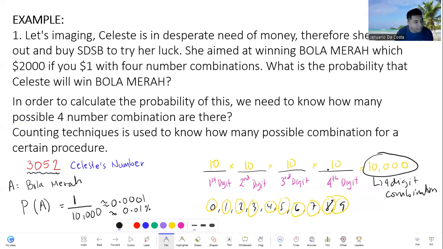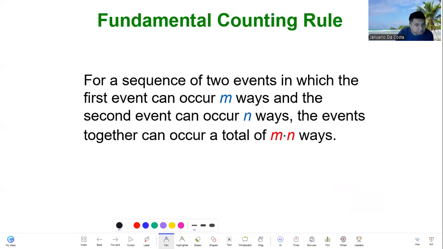Okay, so that's one counting technique. Ildefonsus, read this for us. For a sequence of two events in which the first event can occur m ways and the second event can occur n ways, the events together can occur a total of m times n ways.